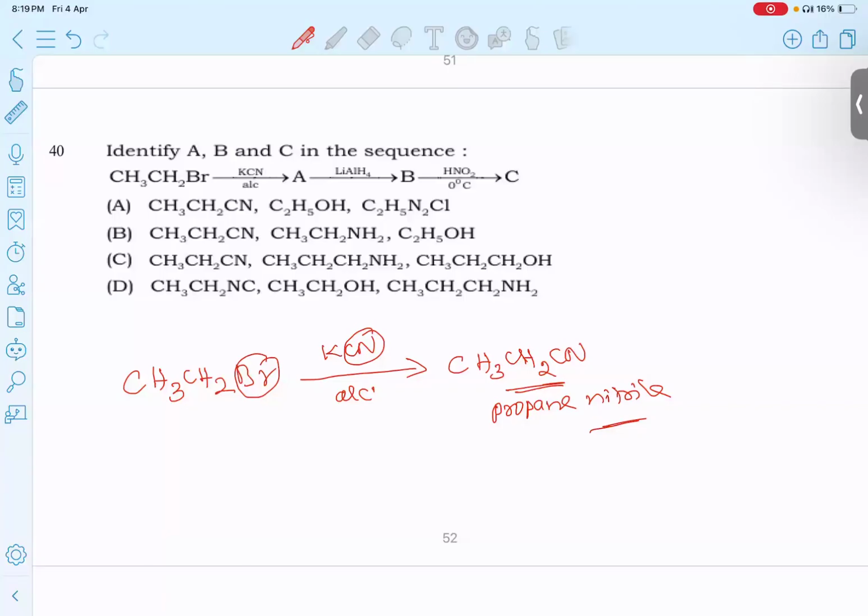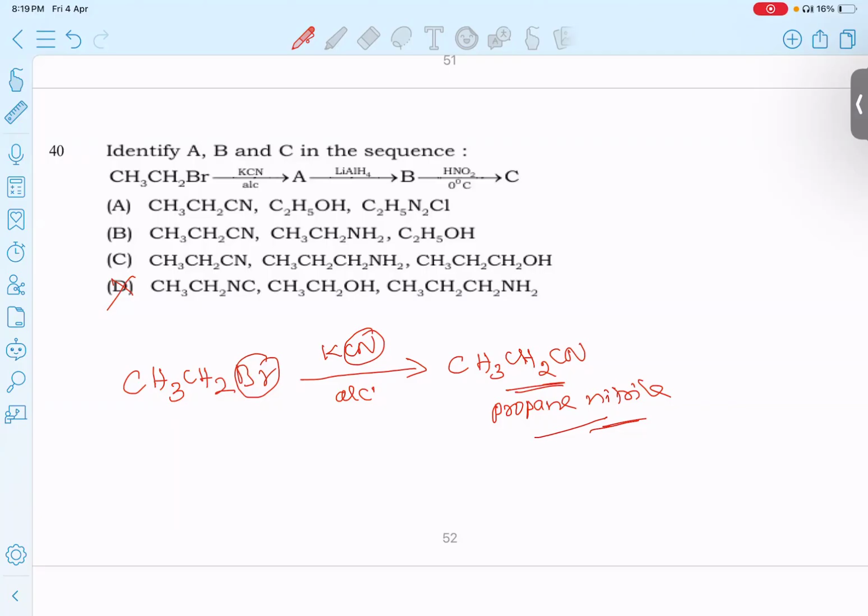Propane nitrile is formed. So the first compound is CH3CH2CN. Which option has it? Option A is given CH3CH2CN, option B is also given, option C is also given. Option D is not given, so option D is not correct.